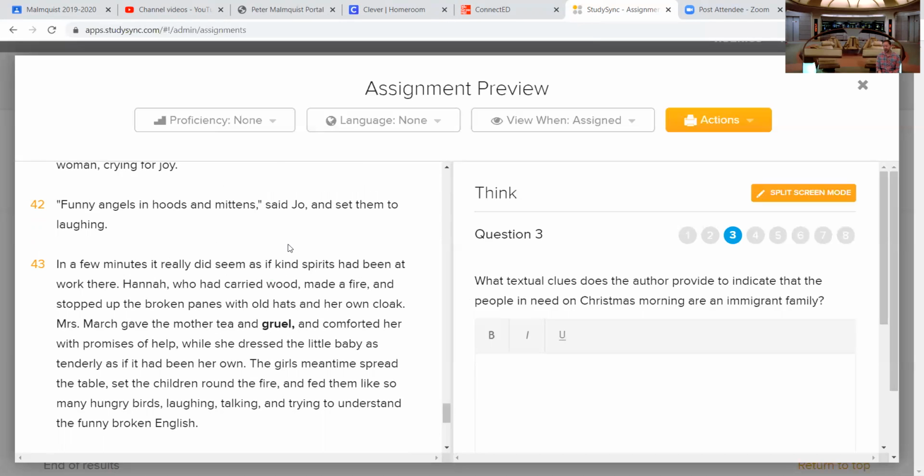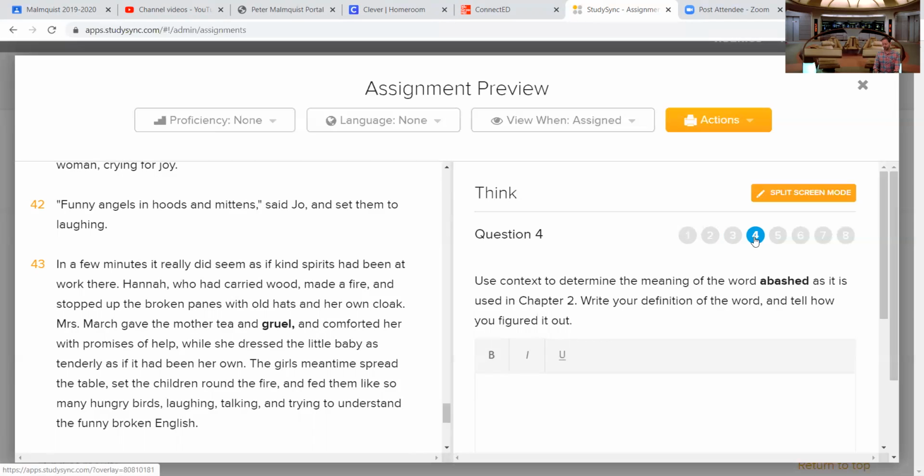The girls, meantime, spread the tables, set the children around the fire, and fed them like so many hungry birds, laughing, talking, and trying to understand the funny broken English." So again, paragraphs 41 and 43 give you clues that this is an immigrant family. Include those lines in your textual evidence to show how you know it's an immigrant family.